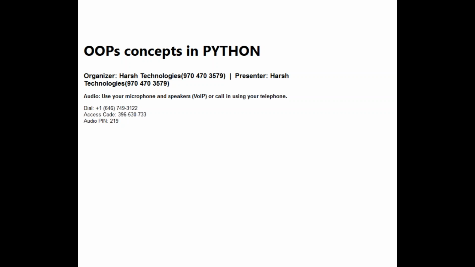Object-oriented concepts. Where do you use object-oriented? Before object-oriented, what type of languages were there? Procedure-oriented, like COBOL and C language. These are all procedure-oriented. What is the problem in procedure-oriented, in C language and COBOL languages?